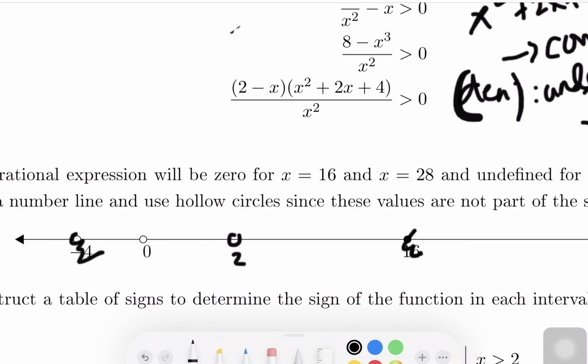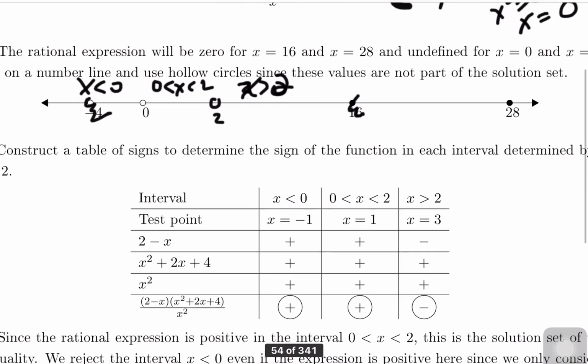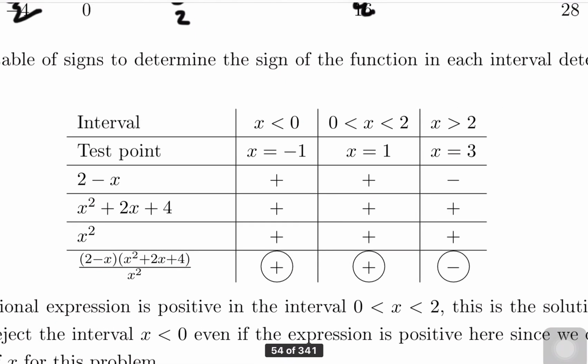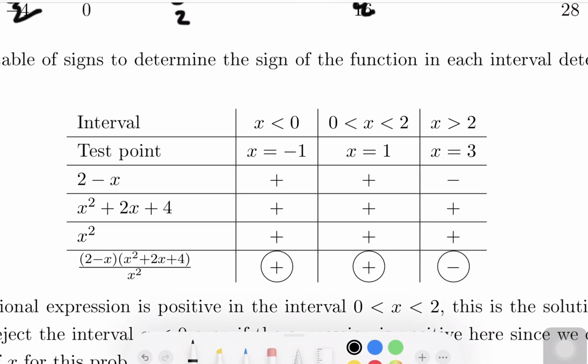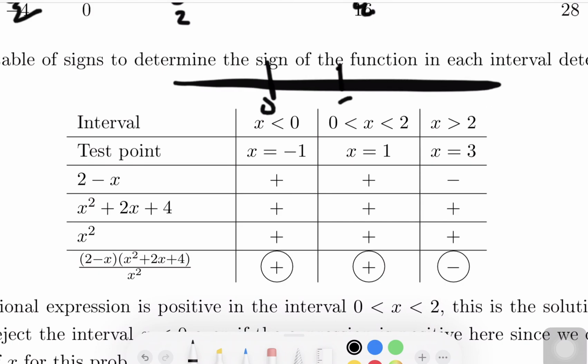So we only have how many intervals? x less than 0, x between 0 and 2, and x greater than 2. Okay, so that is why we have this table: x less than 0, x between 0 and 2, and x greater than 2. In this part, choose one number, we have negative 1. This part, we have 1. And for this part, we choose 3.